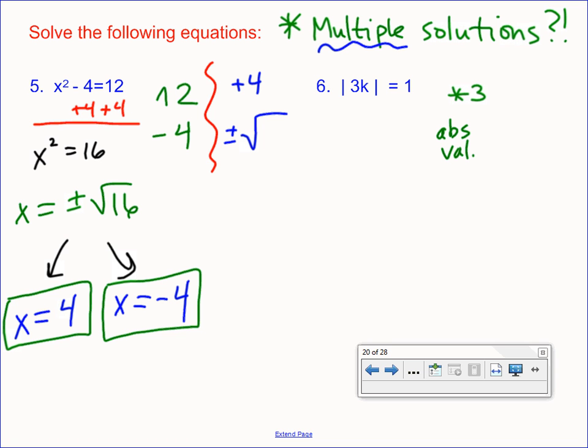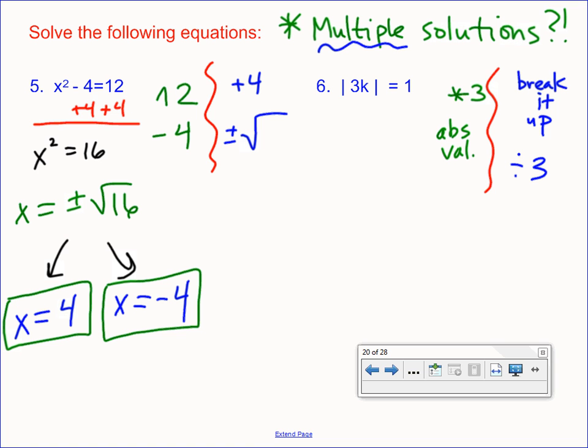So how do I undo? How do I reverse undo to get my solving steps? Well, what undoes absolute value? I'm going to call that break it up. So I'm going to break up the absolute value bars by setting it equal to the positive distance number and the negative distance number. For a step, I'll call that break it up. Then I'll undo timesing by 3 by dividing by 3.